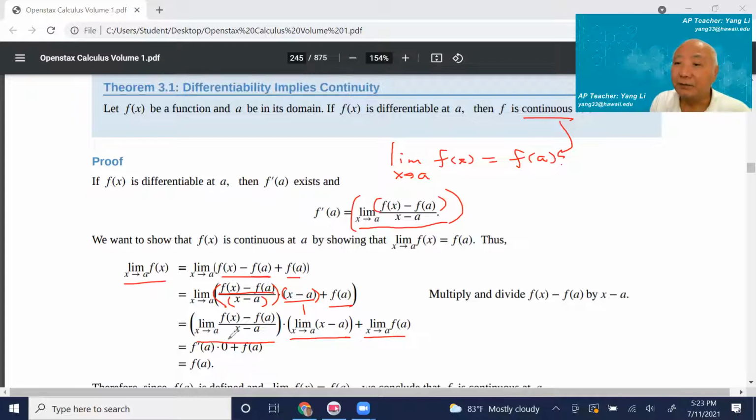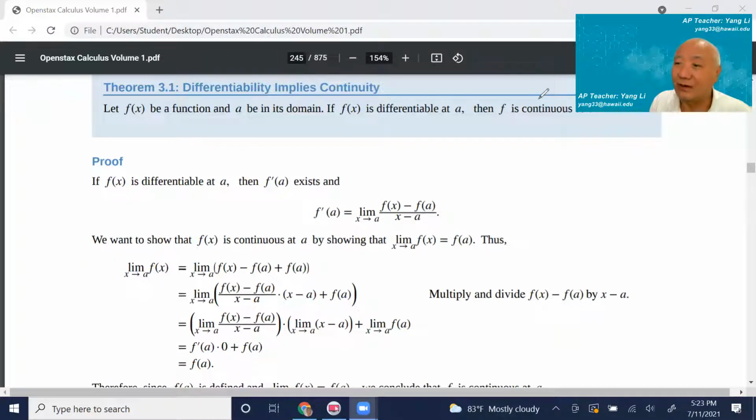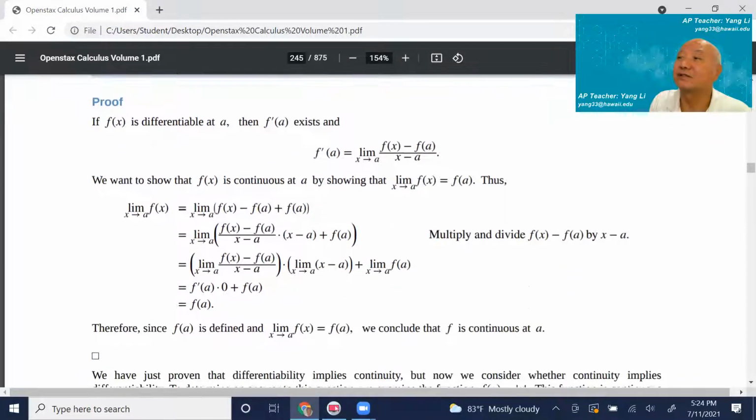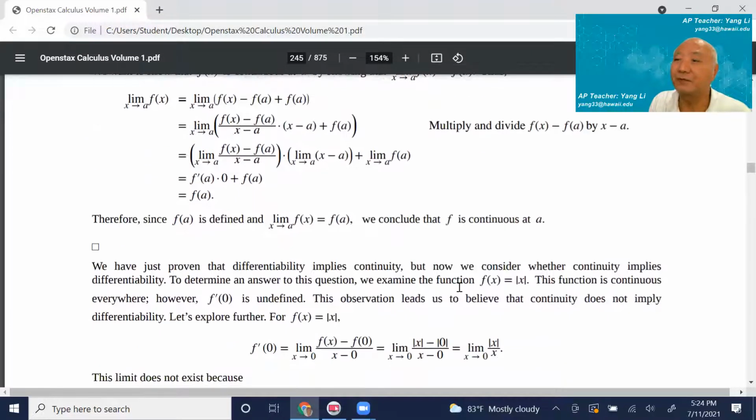Now, because x approaches a, this factor will be 0. So that's why here you got 0, and 0 times the derivative is still 0. So that's why it equals f(a). You see, this equals this, which shows that if the function is differentiable, it is continuous. And we used the derivative definition here, okay? So we have proved that if the function is differentiable, it is guaranteed to be continuous, right? Now, we go to the converse.